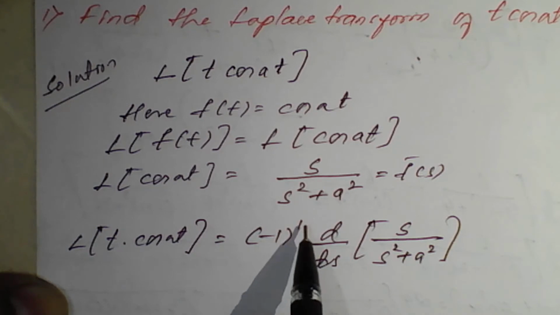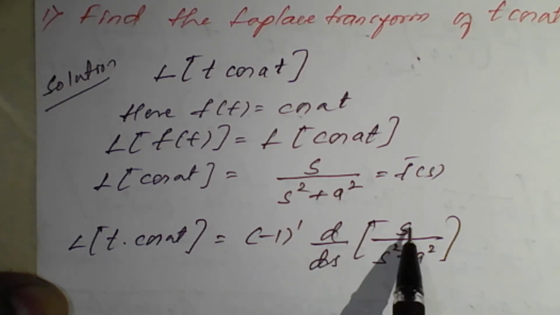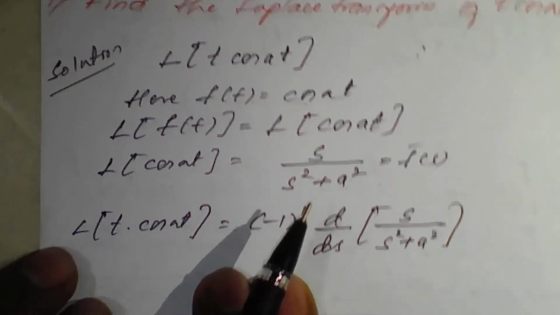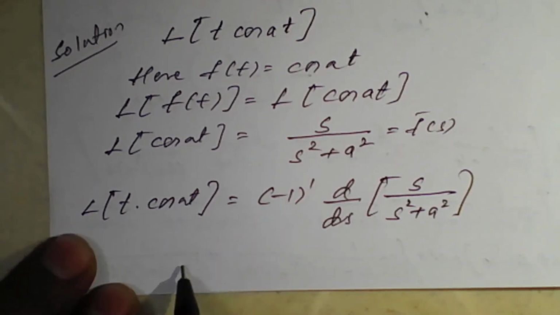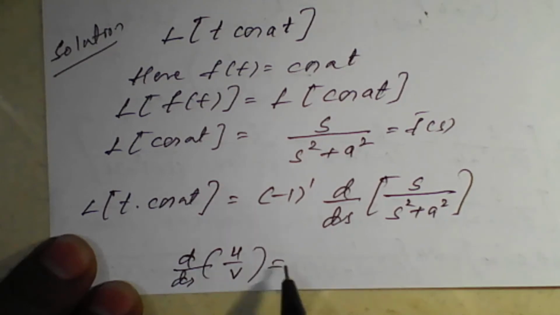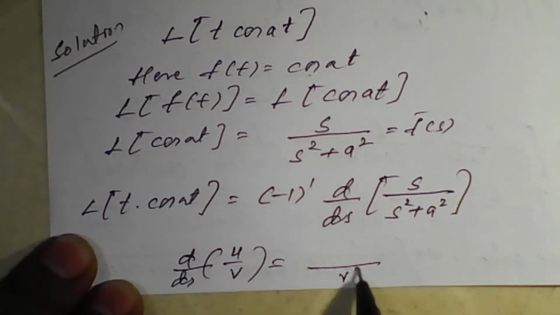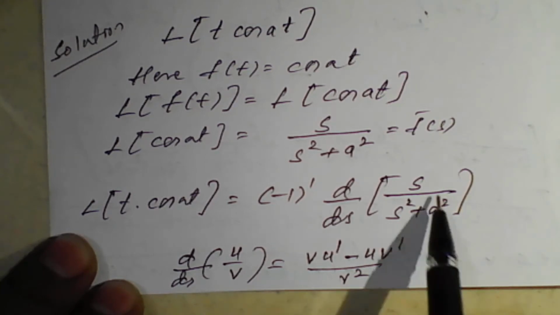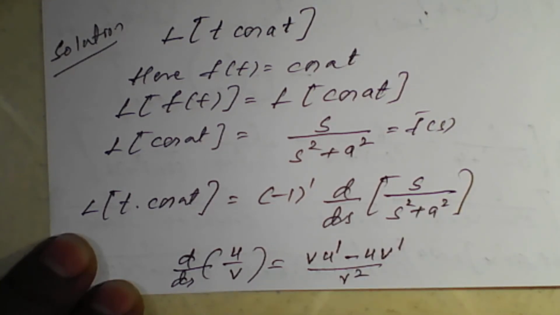So minus 1 raised to 1 is minus 1, and we'll differentiate this. While differentiating, the numerator and denominator are functions of s, that is u upon v, so we need to apply the quotient formula. What does the quotient formula say? It is denominator square. So I will write d by ds of u upon v. What is the result here? We need v square in the denominator, v into differentiation of u minus u into differentiation of v. So we'll apply this formula to the above concept, then we'll see what the resultant is.